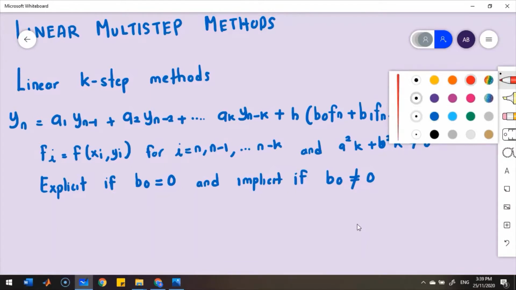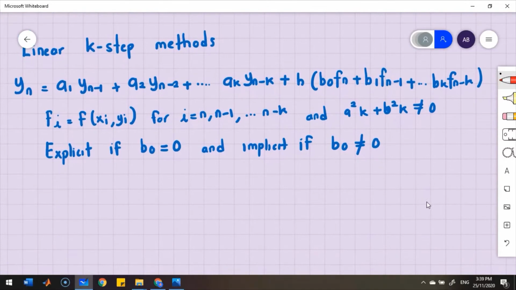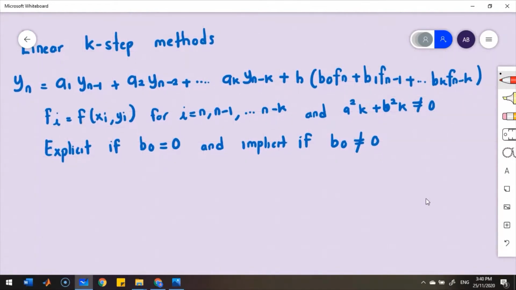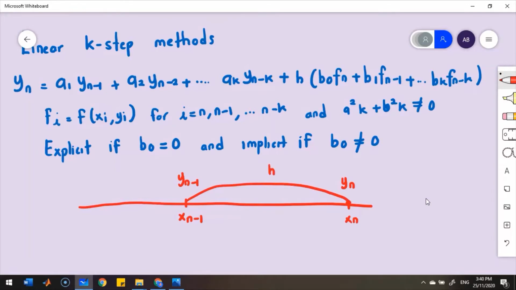Now, why do you say this is k-step? RK method is one step, but linear multi-step method is k-step because we have this number line here. So for RK method, you start with xn minus 1, yn minus 1, up to here, xn, yn. Okay, so this is the one step RK method. From here to here, what we have is your step size h.